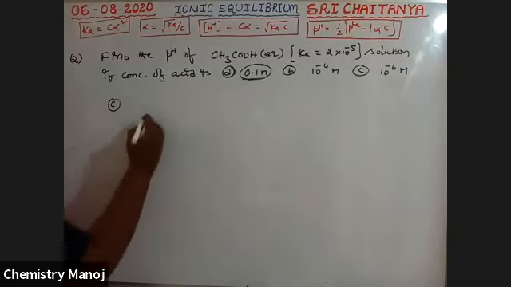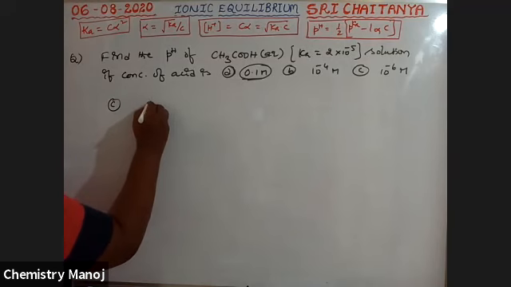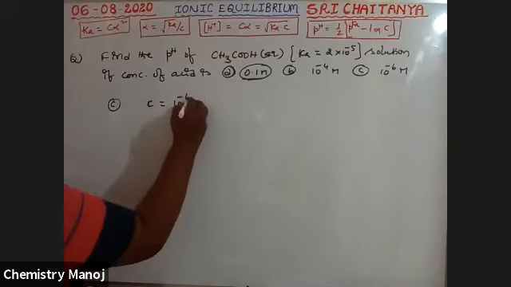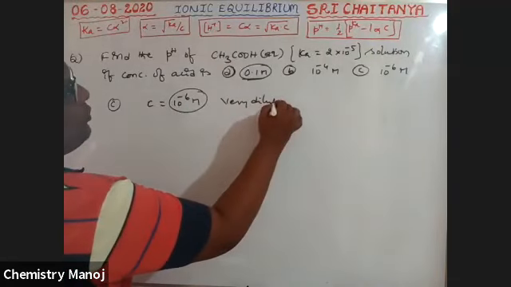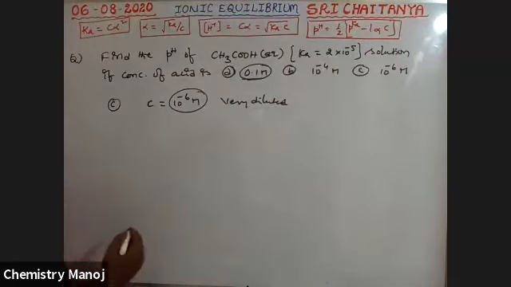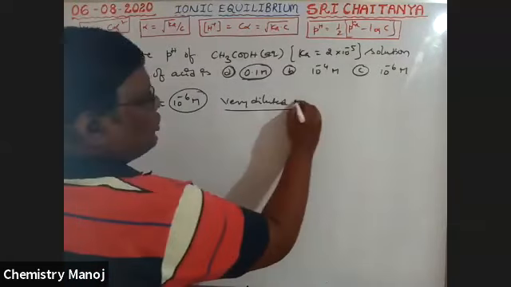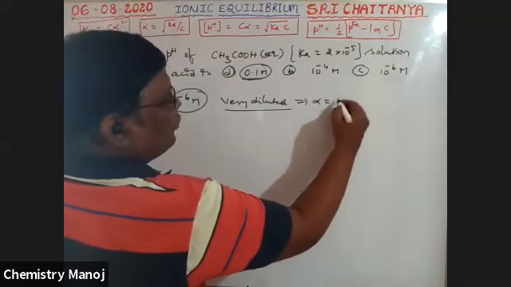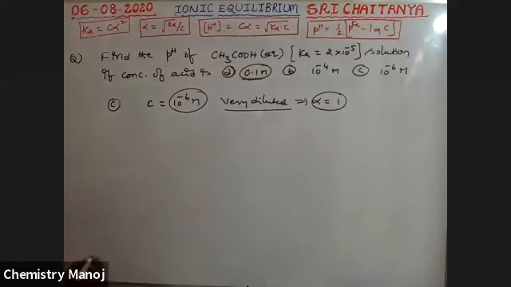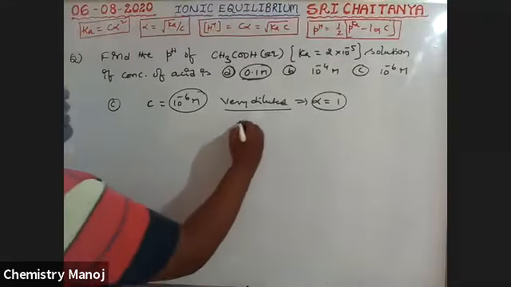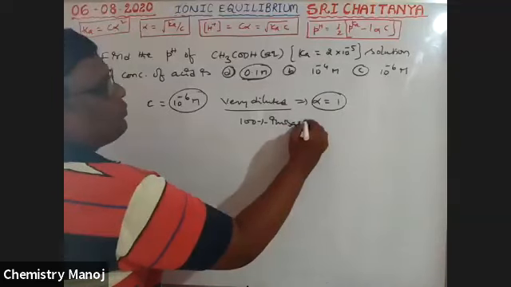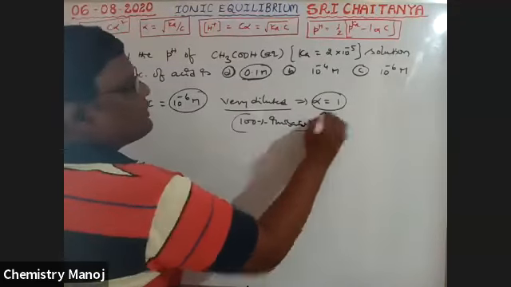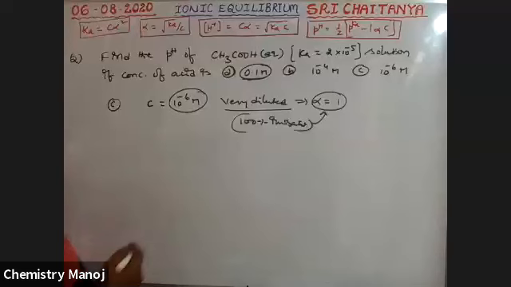That is, concentration C is equal to 10 power minus 6, my dear boys. It is a very diluted solution. At very diluted solution, alpha is equal to 1. 100% ionization. Very diluted means 100% ionization takes place. Therefore, take alpha is equal to 1.